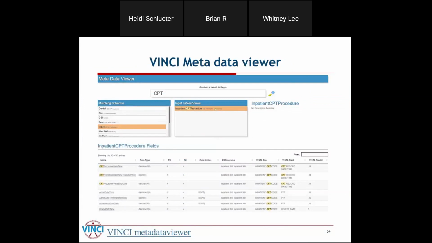And what this tool does is allow you to search the metadata as well, and you can use keyword searches here. So for my example here, let's say I'm interested in CPT codes. I want to know where CPT codes are going to show up in the data. So I've searched for CPT, and I see, oh, okay, here, it looks like in the schemas we have INPAT, so I'm interested in inpatient procedures. And it will show me the view here that contains inpatient CPT procedures, and it pulls up here. You can see I have the field names and other information that pulls up.